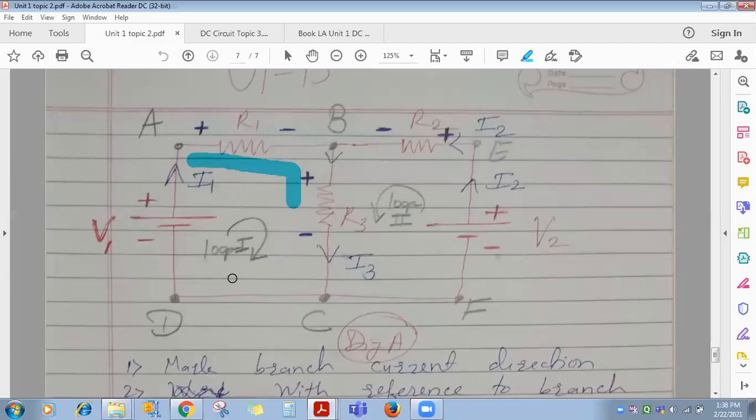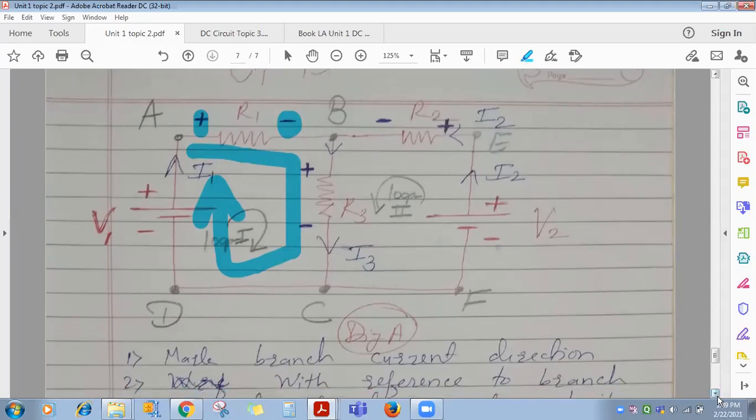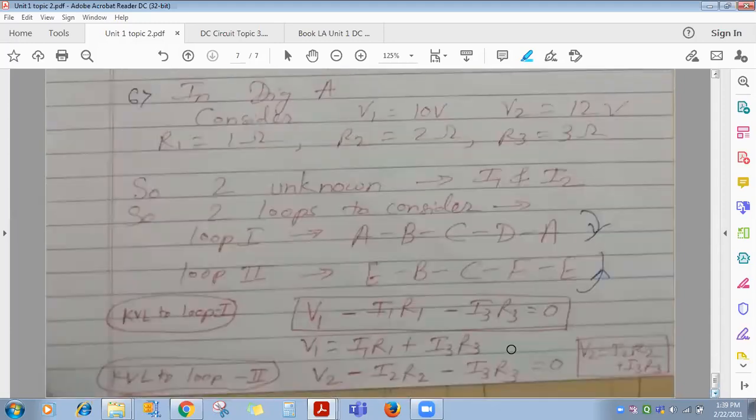Whenever we are moving in the clockwise direction, for I1 R1 will it be positive or negative? Negative. Minus I1 R1. What about I3 R3? Minus I3 R3. And what about V1? Positive, because for V1 we are moving from lower to higher. So minus I1 R1 minus I3 R3 plus V1 is equal to 0. Clear?